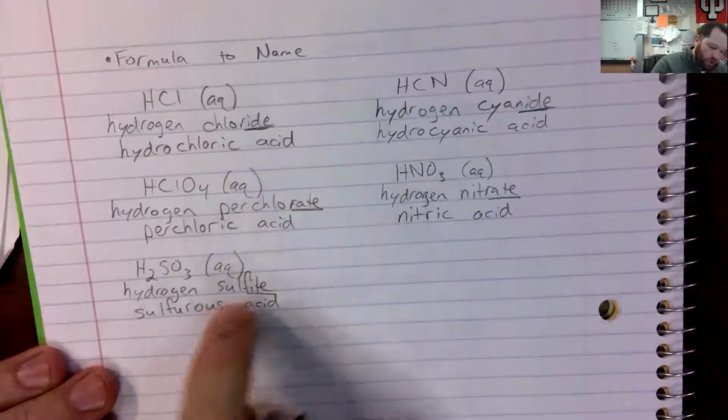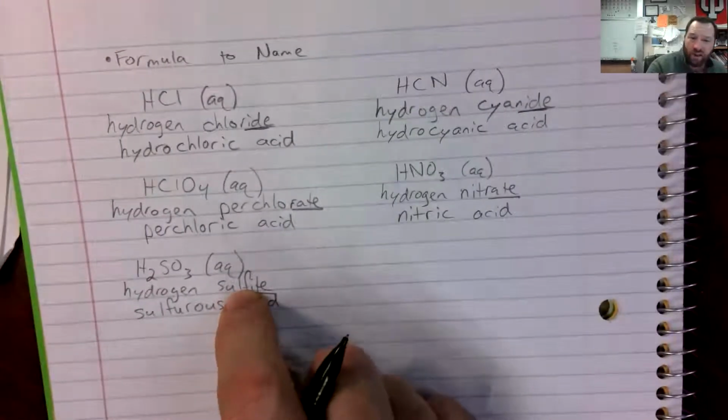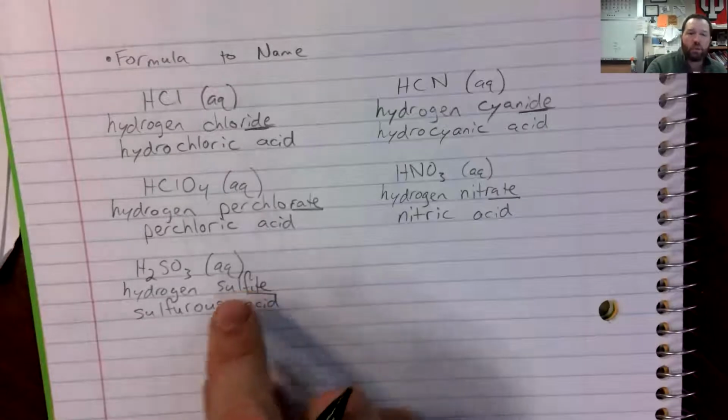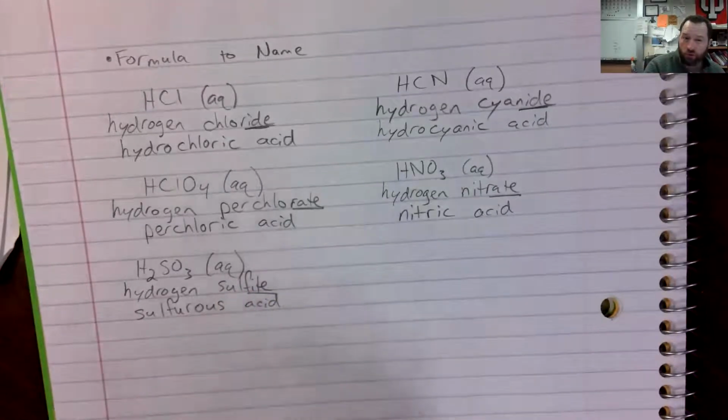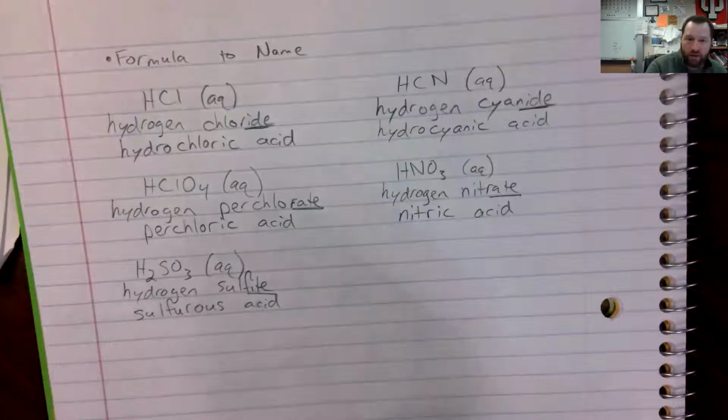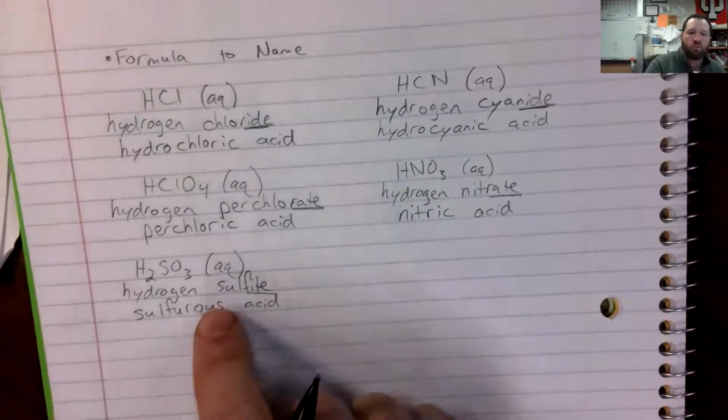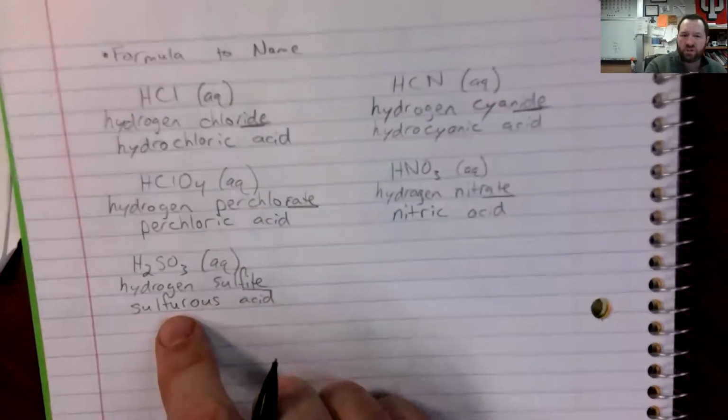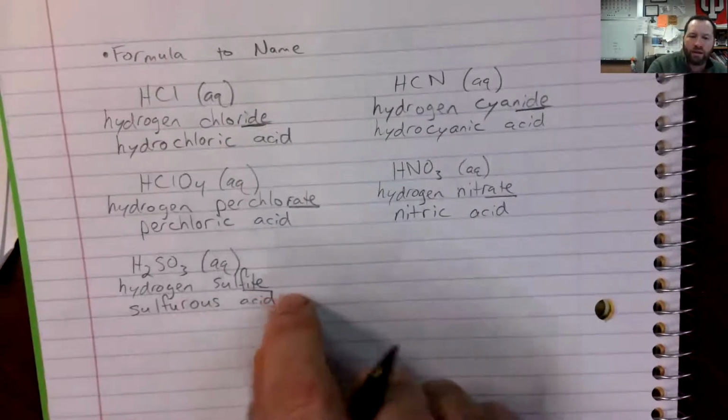This one's kind of weird. When we went to sulfite, or sometimes sulfate, we drop the UR. So think of sulfur. Sulfide, sulfate, sulfite drops the UR. For whatever reason, we bring the UR back when we name it as an acid.